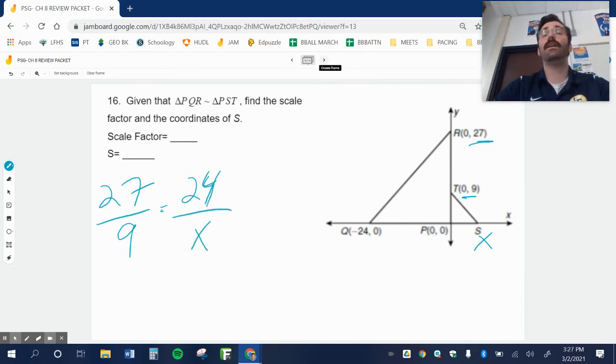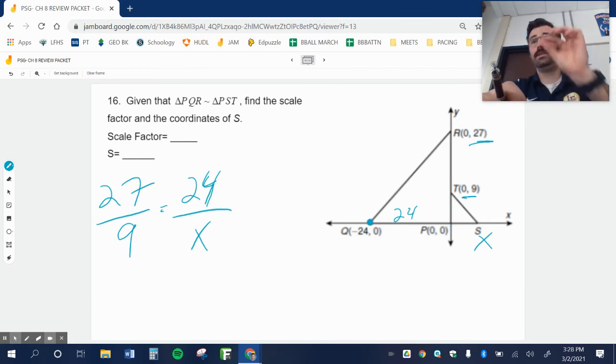Now, I don't care about negative and positive right now. There's a reason I didn't include negative 24. If I made this 24 negative, then my answer for X or S would have been negative as well, which would have confused me. We need to realize that the length of the side is 24. Yes, it ends up at negative 24 on the x-axis, but we're concerned about the length, right? The length from P to Q is 24 units. Even though I'm going to the left, even though I'm counting negative, that length is still 24 units long.